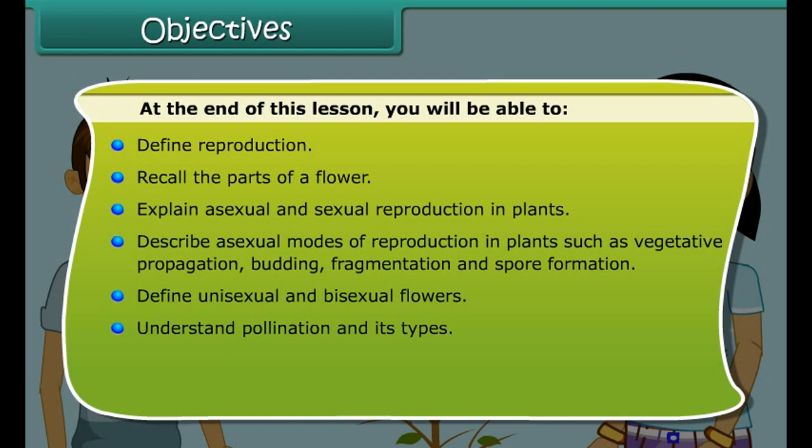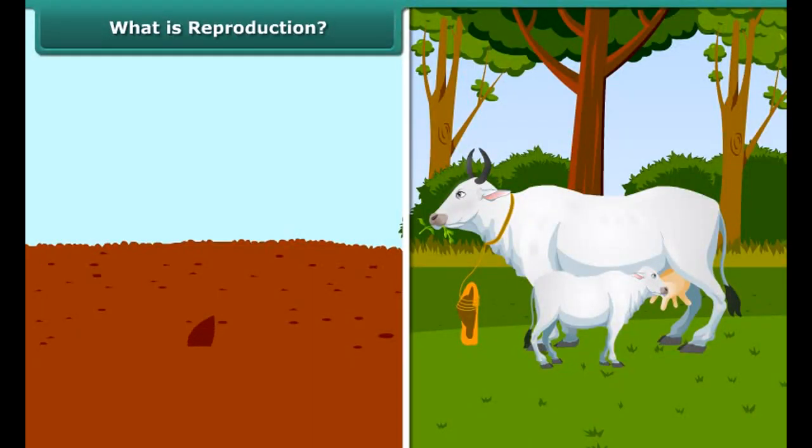Understand pollination and its types. Explain formation of a zygote. Discuss seed dispersal in plants.